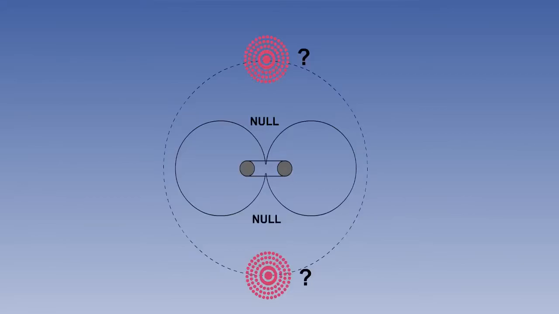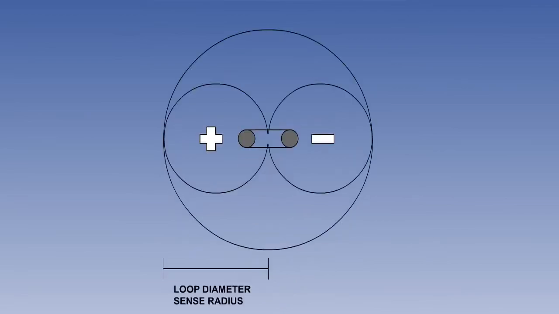This is resolved by using a second antenna, a sense antenna. The sense antenna is designed so that the received signal produces a current of the same strength as the maximum current in the loop antenna.